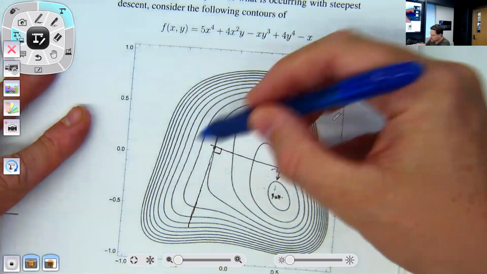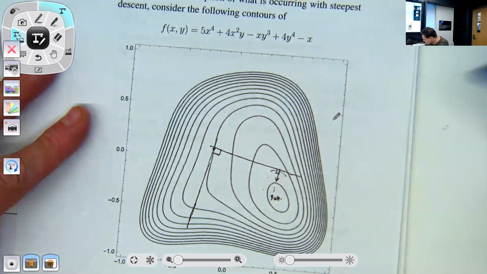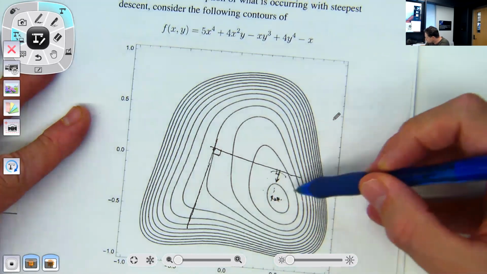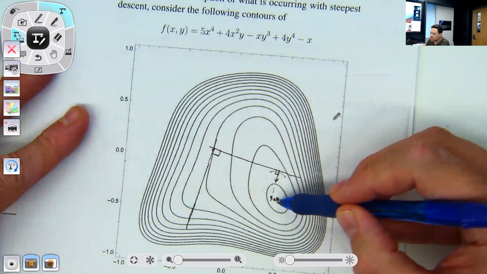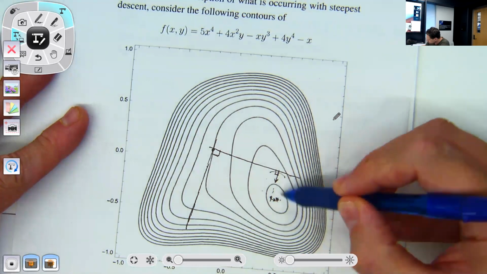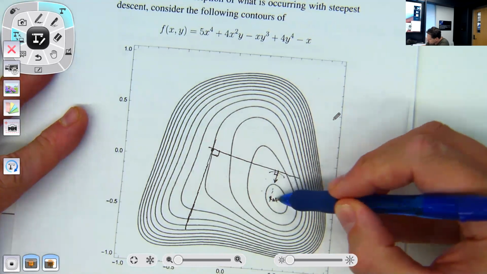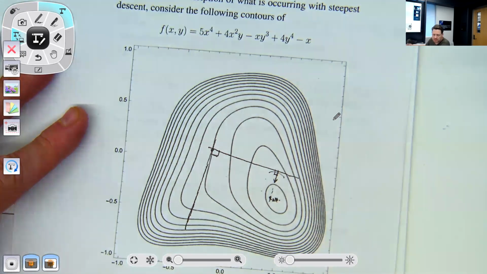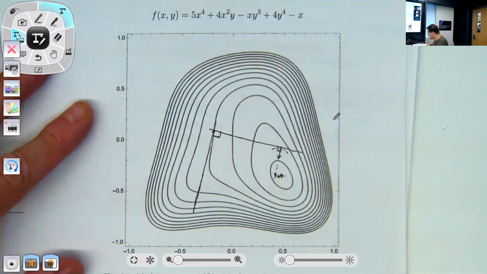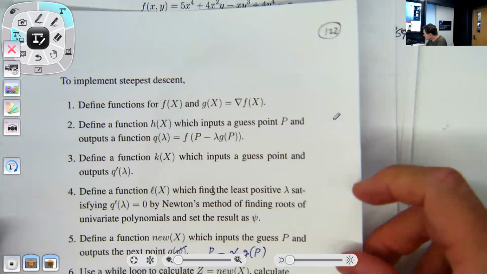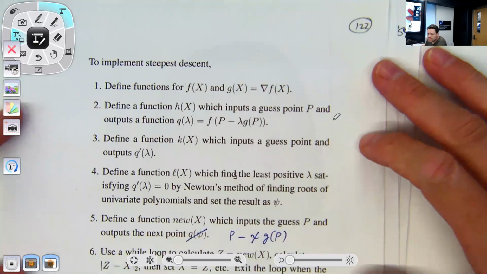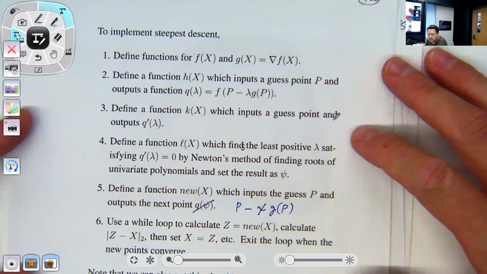So this picture doesn't show all of them, of course. And you repeat and you repeat and you repeat, and hopefully you end up at the local bottom, right, which will be where all of these contours become a point. Okay, so I hope you get the idea from that of what steepest descent is. Now, the algorithm looks something like this, to implement this on a computer.